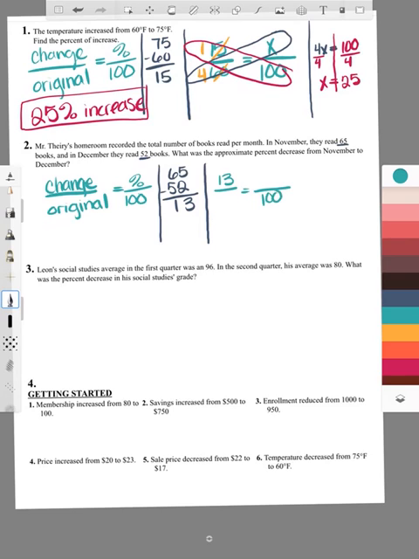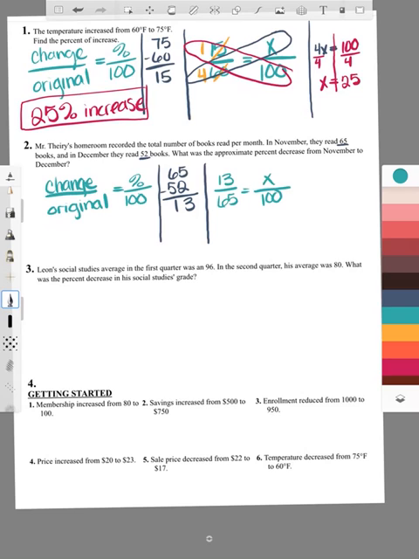And now I'm going to look for my original amount. Our notes told us that our original amount is where we start from. So in November, they read 65 books. In December, they read 52 books. November comes before December, so that means that 65 is going to be our original amount. So 65 will be on the bottom right there. All right, so now we know that X is going to be where we put percent, because we don't know what percent it is just yet.